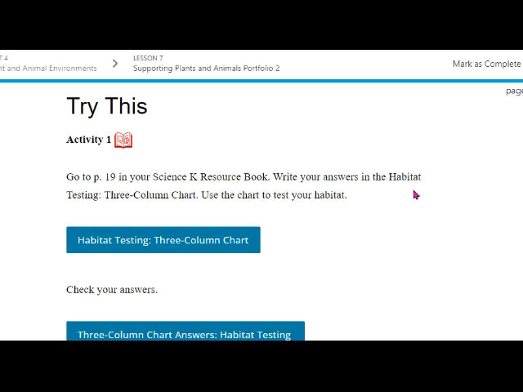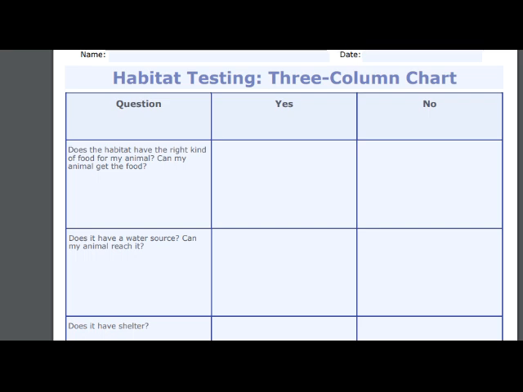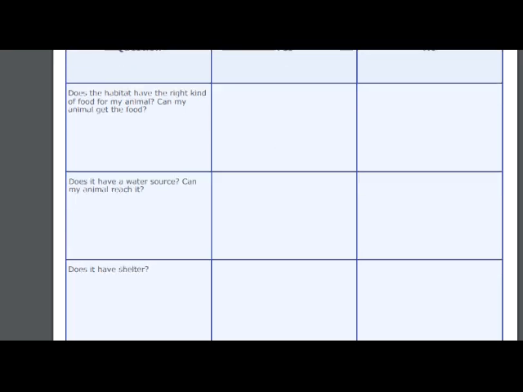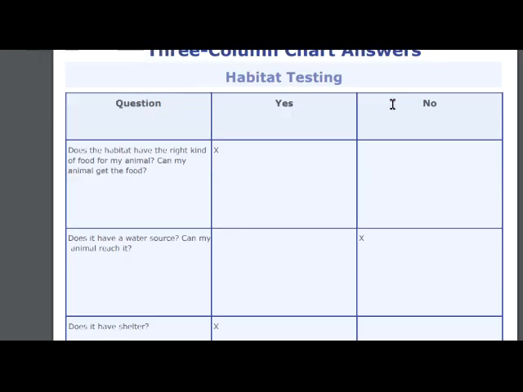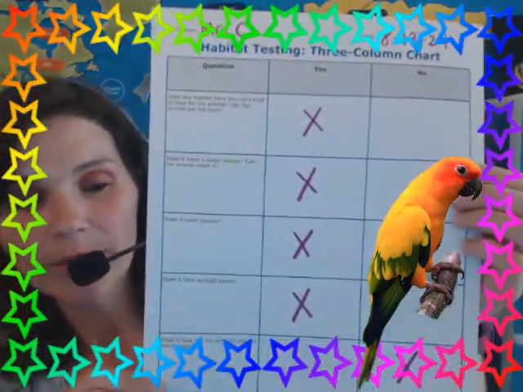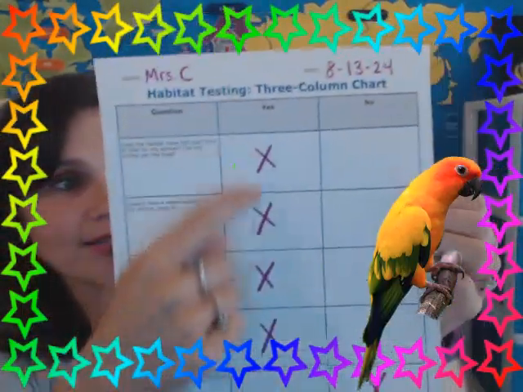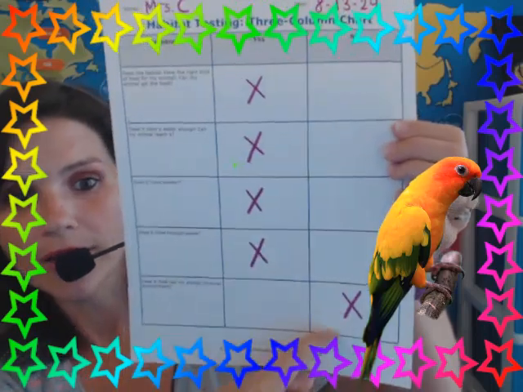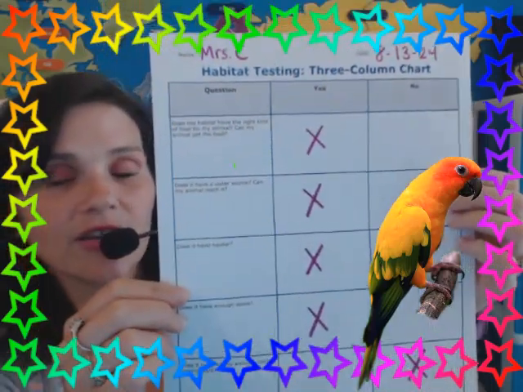Now we're going to fill out a 3-column chart. So this is another worksheet. You're going to get a blank worksheet like this. There is also an example in your lesson that includes how to fill it out. Now remember, your yes and no answers might not be the same as this example, and they might not be the same as my example either. So you're just going to put a simple X either under the yes column or the no column when you answer these questions. The first question says, does the habitat have the right kind of food for my animal?